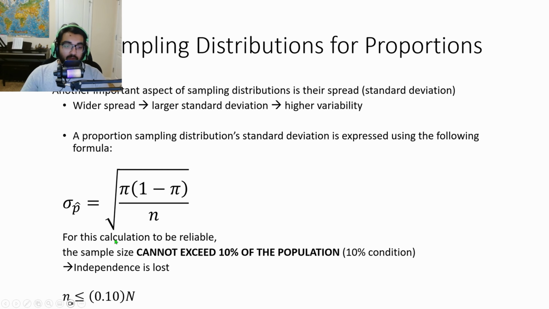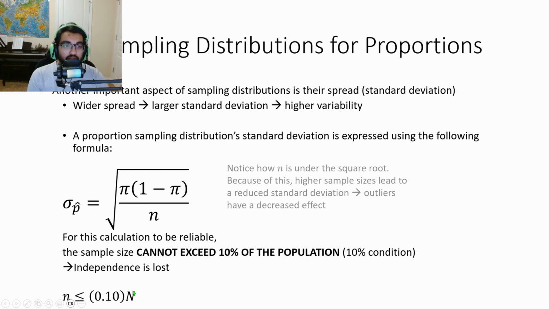So for this calculation to be reliable, there's another condition. The sample size cannot exceed 10% of the population. If it does, then the factor of independence is lost, and this no longer becomes a reliable calculation. This can be displayed with this little inequality over here. Little n is less than or equal to 1/10 times large n, where this is the sample size, this is the population size, like we discussed earlier. Now, and it's under the square root.